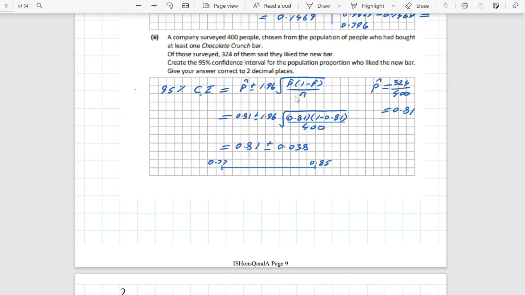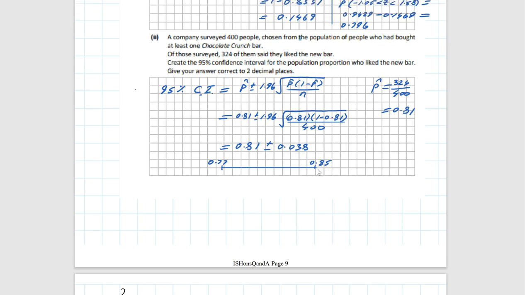Then you fill in the formula as usual, p hat into 1 minus p hat. So it's 0.81 into 1 minus 0.81 over the sample size, which is 400. You get a plus or minus, and that's your 0.81 plus or minus this number here. If you work out the plus and the minus, you end up with 0.77 up as far as 0.85. So again, what are we actually saying here?